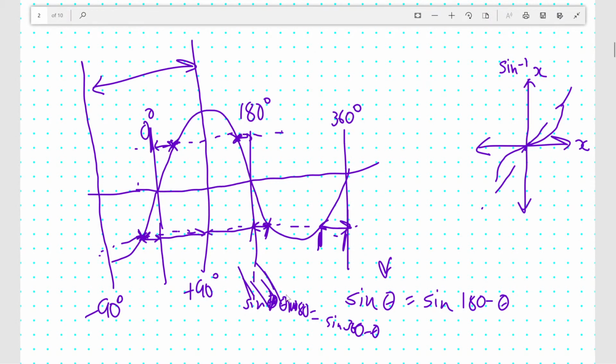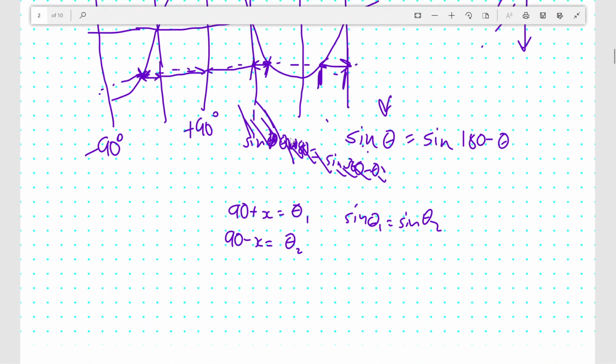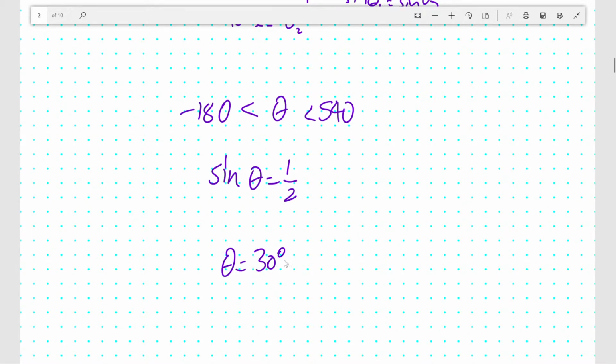Or this might not actually be the case, but basically use your intuition and the fact that the sine wave is symmetric along the vertical lines like 270 degrees and 90 degrees, and you use that intuition to find sine values. So say you get a question like sine theta is 1/2 and negative 180 is less than theta is less than 540. If you put this into a calculator, it'll tell you something like theta is 30 degrees, and you'll need to extrapolate from that.